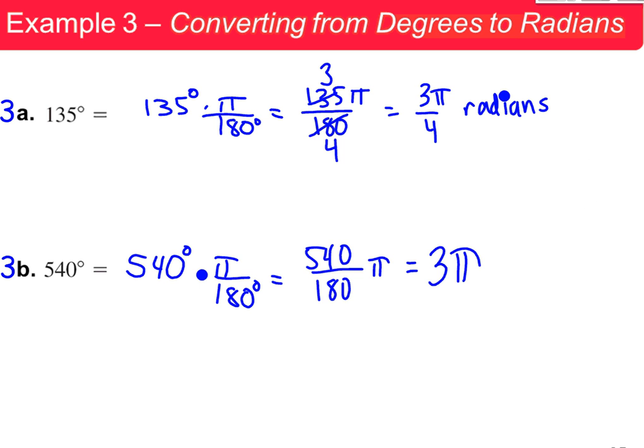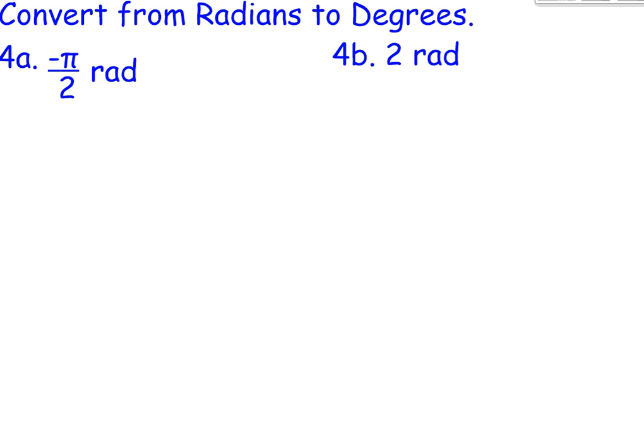Unless we're asked specifically to change it to something else, we just convert right into radians, leaving pi in there, and I can label that as radians as well. Next we'll convert from radians to degrees. Here we are, from radians to degrees. What am I going to multiply by if I'm converting from radians to degrees? 180 over pi. So negative pi over 2 times 180 over pi.